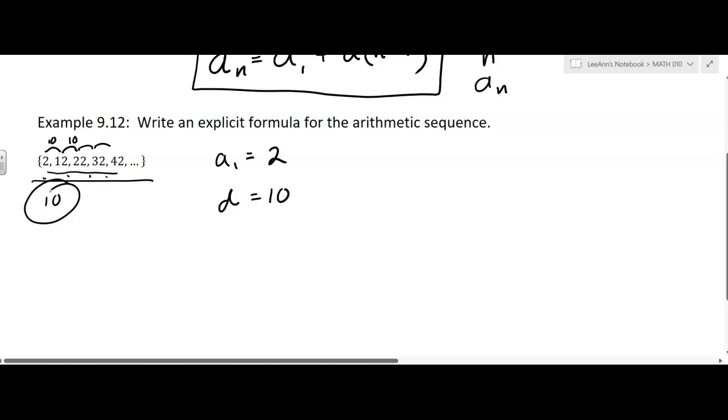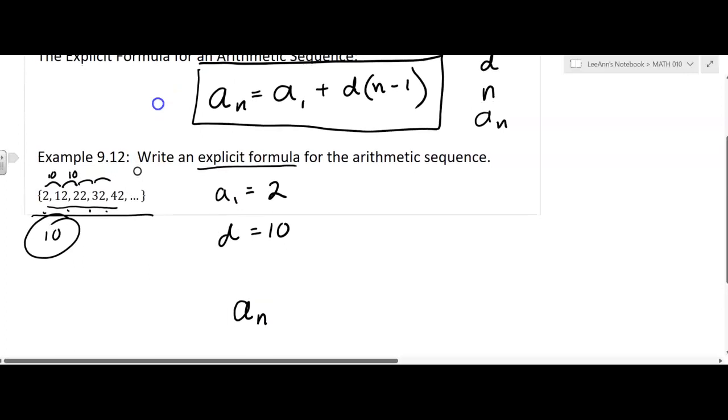Okay, so now we can write the formula, because all we have to do is write the explicit formula. We won't know n, and we won't know a sub n, but that's okay. So here it comes. You can kind of see the formula. I scrolled up a little bit too far. Okay, there we go. A sub n is going to equal the first term, which we know, 2, plus, we know the common difference is 10, and it's going to be n-1.